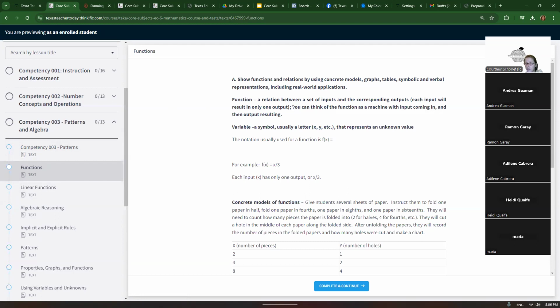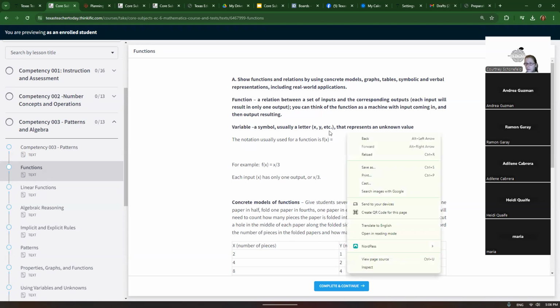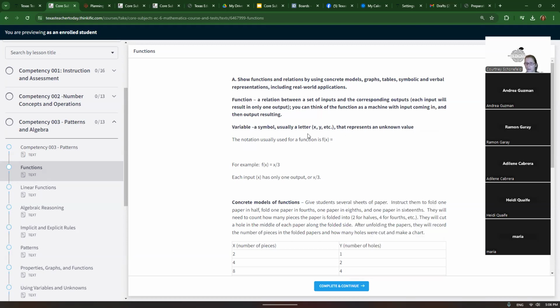So what is a function? A function is just a fancy word for a relationship between a set of inputs and the corresponding outputs. We can think of it as a machine with the input coming in and the output resulting. So only one output per input. It'll make more sense as we go along.